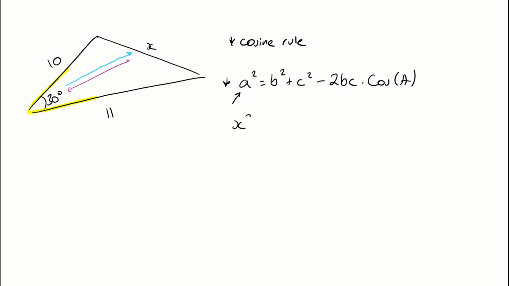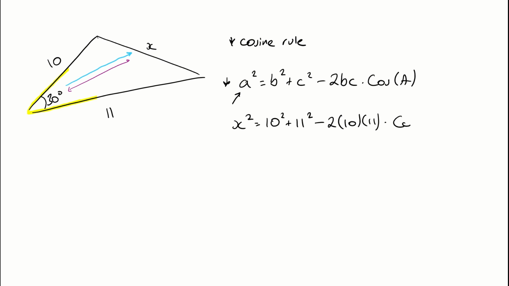That's my x squared. My b and my c are my other two sides. That's going to be my 10 and my 11. So I square both of those. Again, I subtract two lots of 10 times 11 because that's my b and my c. And you can see again there, it doesn't matter which order I put my 10 and my 11 in. I'm still going to get the same result mathematically.